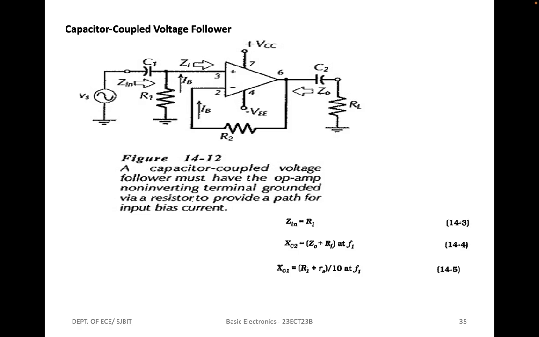The circuit input impedance is R1 in parallel with ZI, that is the input impedance. However, ZI is always much larger than R1, so the circuit input impedance is simply taken as Zin equal to R1. Normally, the load resistance RL is much smaller than R1, and consequently, the smallest capacitor values are calculated when C2 is selected to set the circuit lower cutoff frequency F1. Therefore, XC2 is equal to Z0 plus RL at F1, and XC1 is equal to (R1 plus RS) by 10 at F1.